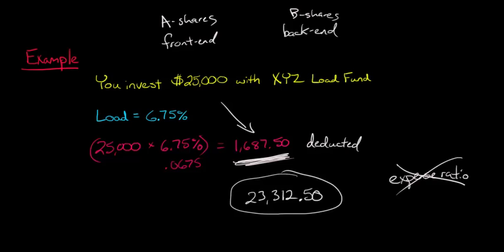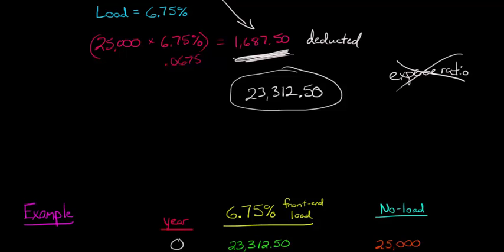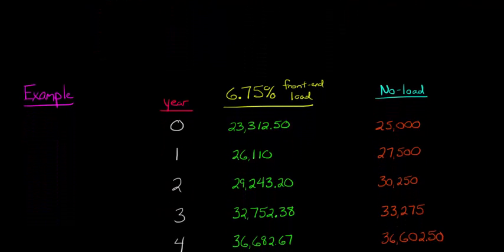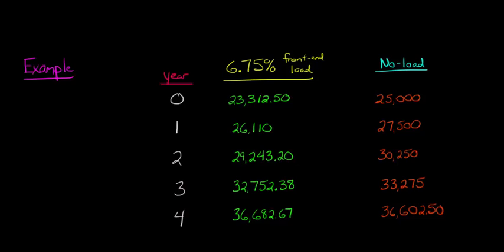Historically, no-load funds have outperformed load funds, and I just wanted to give you some of the intuition as to why that is. Let's say that you had two funds and you were looking at investing. You have one that had a front-end load of 6.75% and then one that was a no-load fund. Now let's say that this one with the load actually has a higher return. It has 12% return, whereas the no-load fund has 10% return. You want to look at the performance of these two funds. So let's take a look.